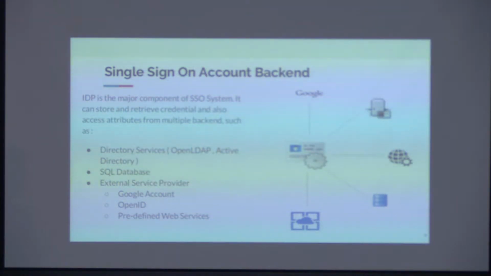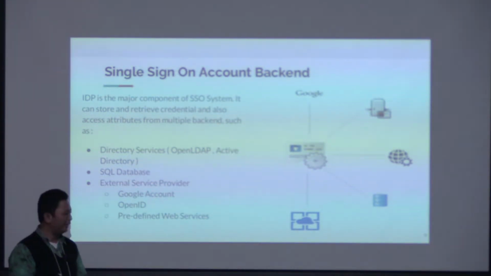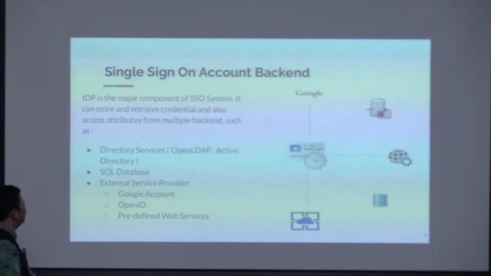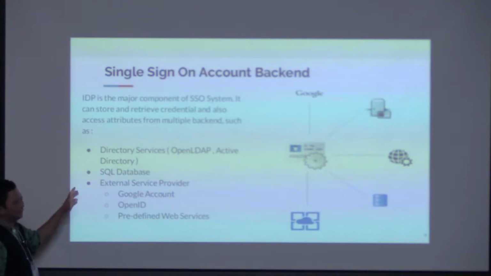For the backend, the IDP is the major component of an SSO system. It can store and retrieve the credential and also access attributes from multiple backends. For example, you can use directory services such as LDAP, OpenLDAP, or Active Directory. You can also store the credential in an SQL database, and maybe you can use an external service provider.